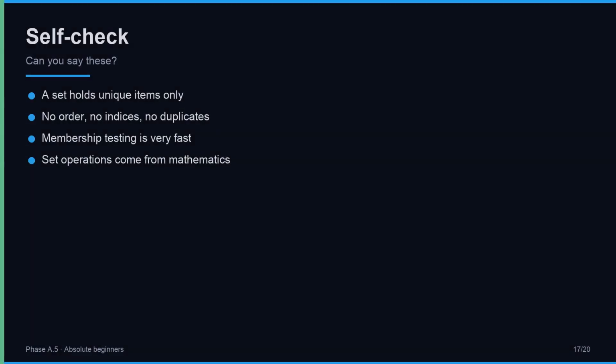Quick self-check. Can you explain in one sentence what a set is? Can you name 3 things a set does not have: order, indices, duplicates? Can you explain why membership testing is fast? Can you name one practical use, like removing duplicates from a list? If any feels shaky, rewatch the matching part. You do not need to memorize the operations yet, the next lesson covers them in depth. Hold the big picture: unique items, fast membership, mathematical combinations.